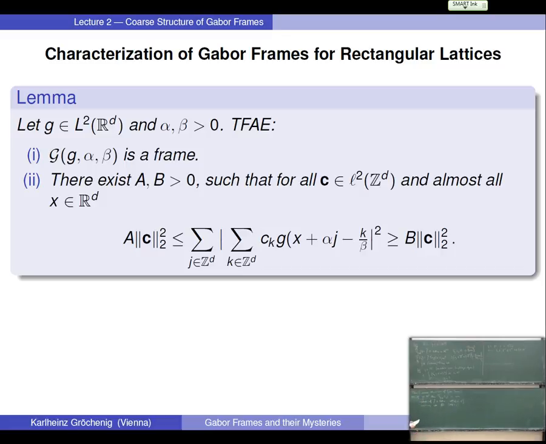So this would be the statement for the full frame set, and the statement for the reduced frame set is probably a little bit easier to digest. The reduced frame set is open in the set of all lattice parameters alpha, beta in (0, infinity) squared with alpha beta less than 1, and containing a neighborhood of the point (0, 0).